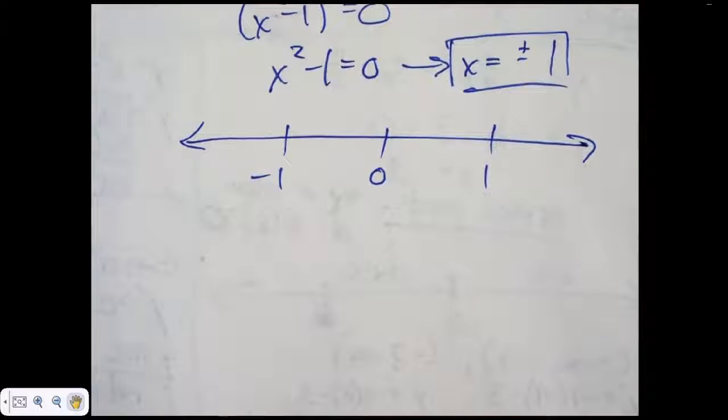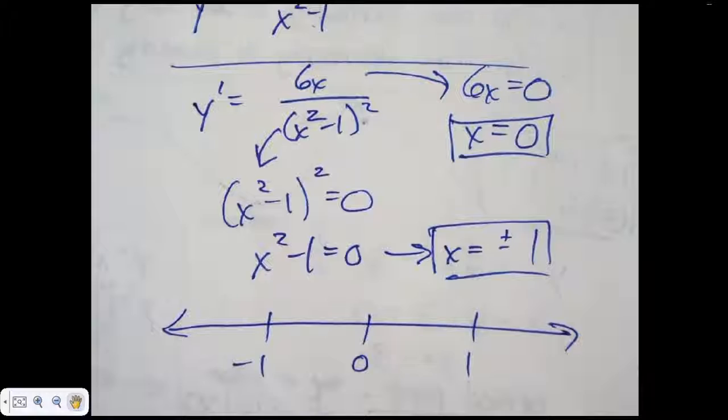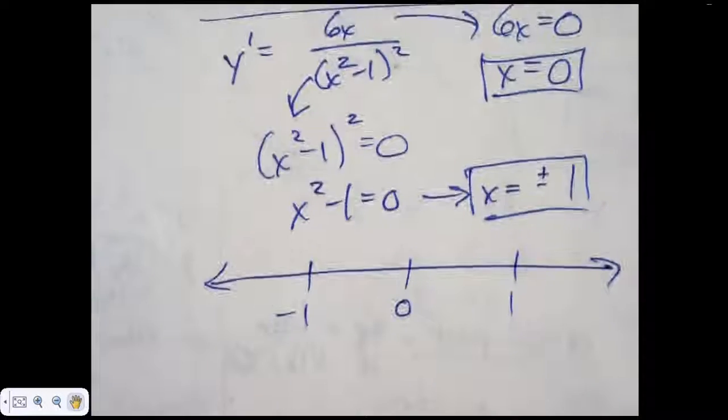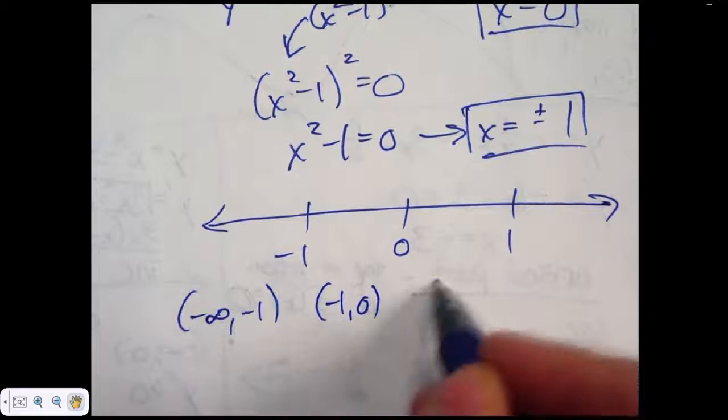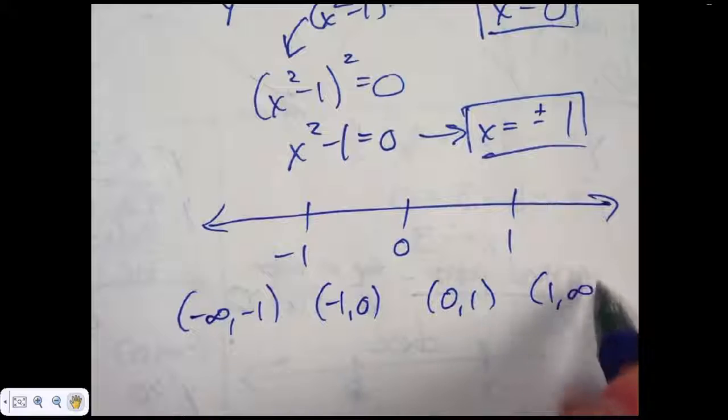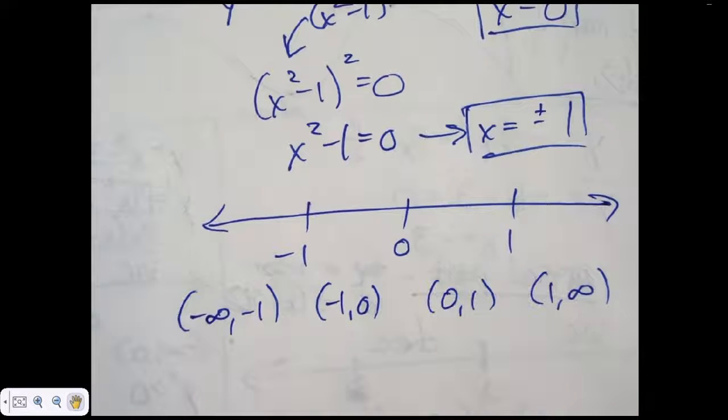So now I have 3 critical points, which means I have 4 intervals that I need to test: negative infinity to negative 1, negative 1 to 0, 0 to 1, 1 to infinity. And where am I plugging back into? What level? The original or the derivative? I'm plugging into the derivative because the derivative tells me slope, which will tell me whether we're increasing or decreasing. So you always plug back into the level that you just came from, basically.